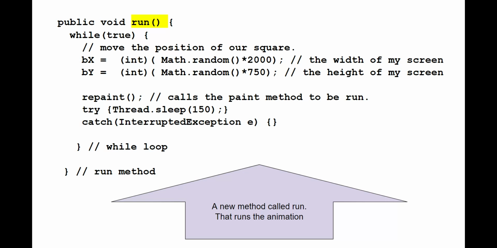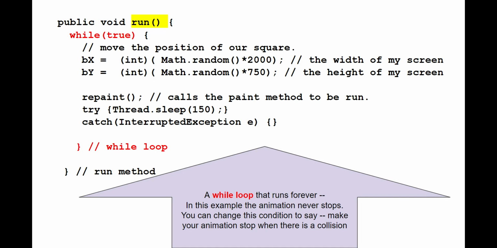The run method. Okay, so this is a new method. This method will actually create the animation for you, and I'm going to step you through this method line by line. You will notice that there is a while loop in this method. In this case, I've set the while loop to true, which means this animation runs forever. It never stops. In some other cases, like a game, you may want your animation to stop when there's a collision or when you reach a high score, in which case you will change that condition. You will remove the true and replace it with a specific condition that meets your game criteria.